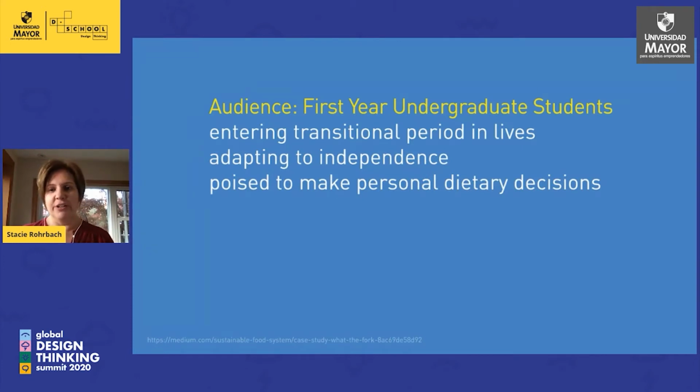Based on their qualitative research methods, which included stakeholder mapping efforts coupled with the interviews and cultural probes they conducted and dining events they attended, the team decided to focus on first-year students at Carnegie Mellon because they learned that these students are in a transitional period of their lives and that they are adapting to independence. As a result, they believed first-year students served as excellent recipients of an educational experience focused on dietary decision-making.